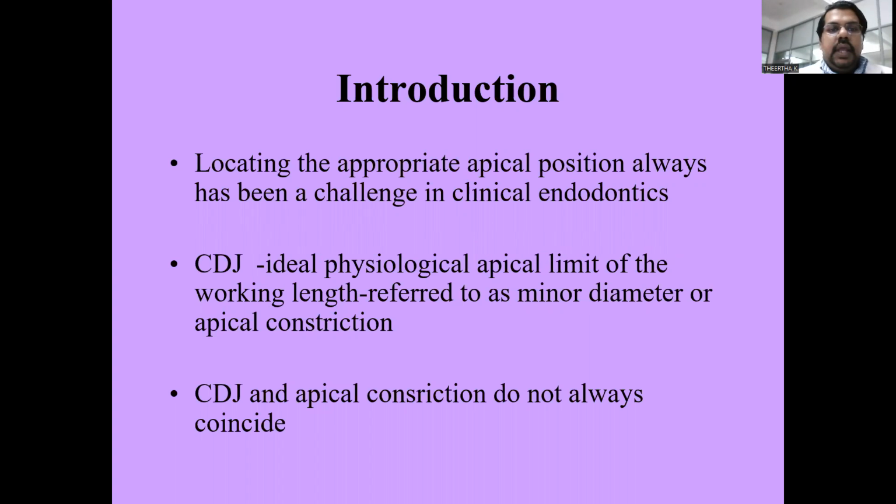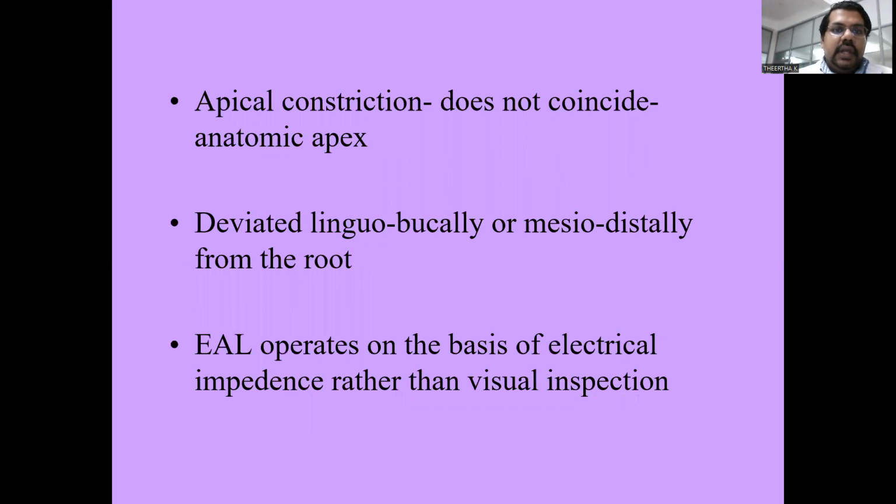So, introduction. Locating the appropriate apical position always has been a challenge in clinical endodontics. CDJ, ideal physiological apical limit of the working length, referred to as minor diameter or apical construction. CDJ and apical construction do not always coincide. So the apical construction does not coincide with the anatomic apex, deviated linguobuccally or mesiodistally from the root. Electronic apex locator operates on the basis of electrical impedance rather than visual inspection.